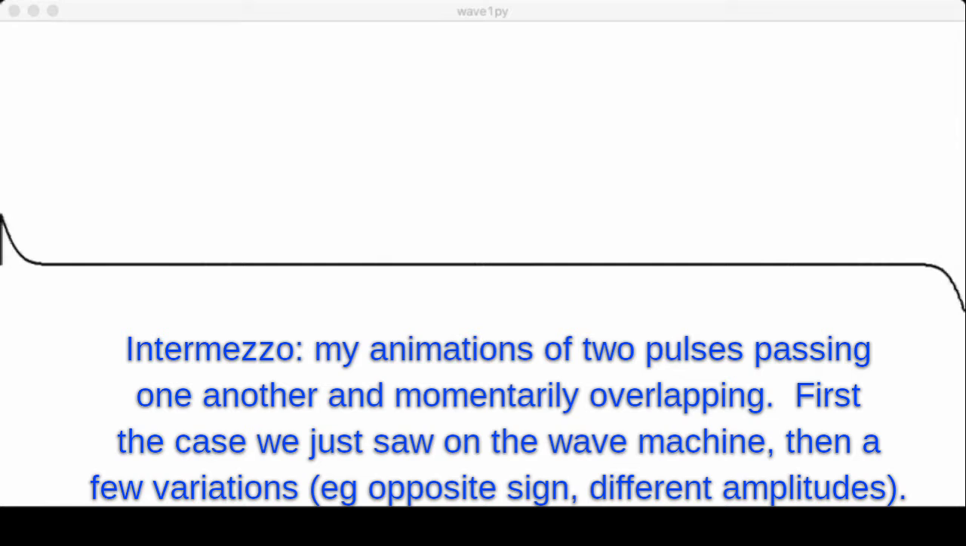Now you're going to see a positive pulse coming from the left and a negative pulse of the same size coming from the right, and they're going to interfere destructively while they overlap.